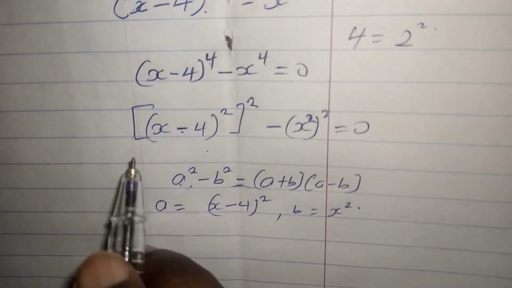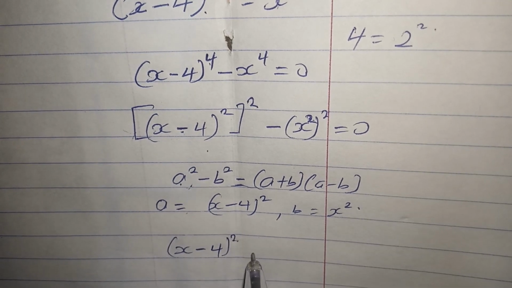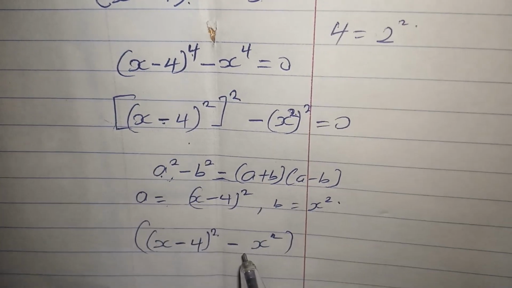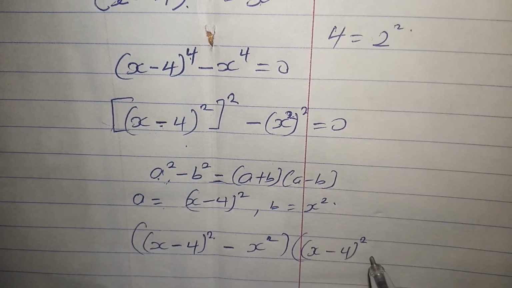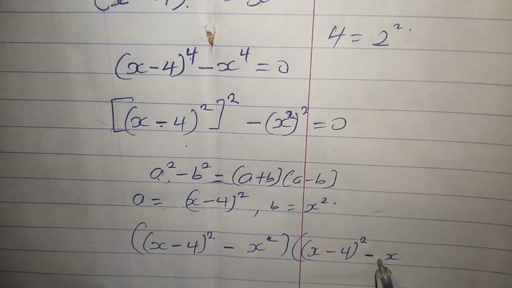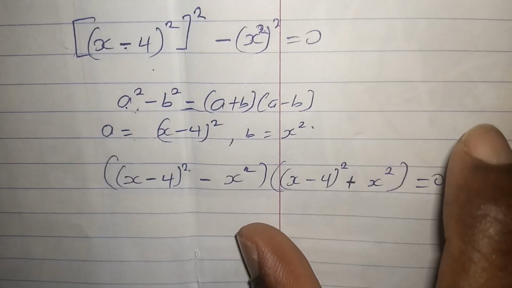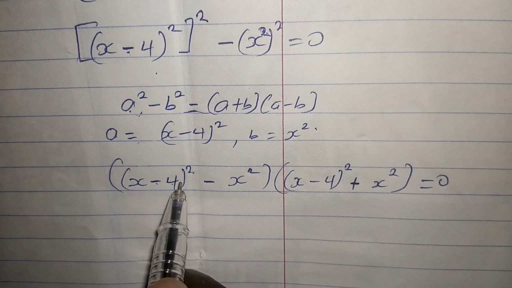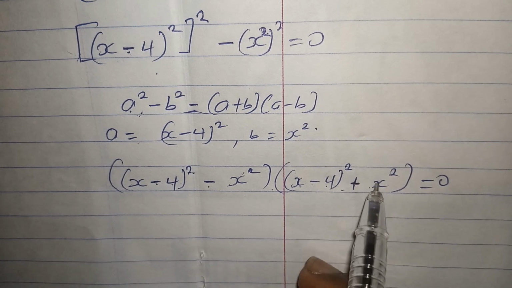we have this to be ((x minus 4) to the power of 2 minus x squared) times ((x minus 4) to the power of 2 plus x squared) equals 0. Okay, so we've done this, we are now having the bracket (x minus 4) to the power of 2 minus x squared times (x minus 4) to the power of 2 plus x squared.